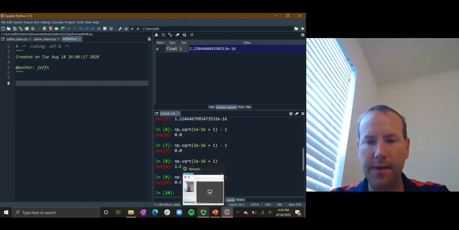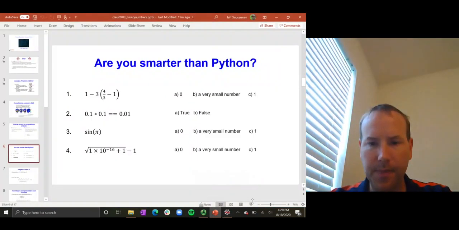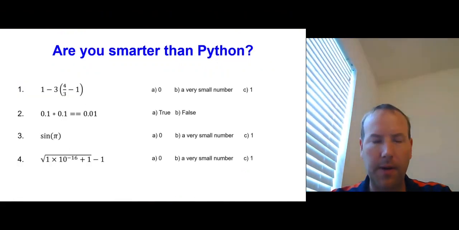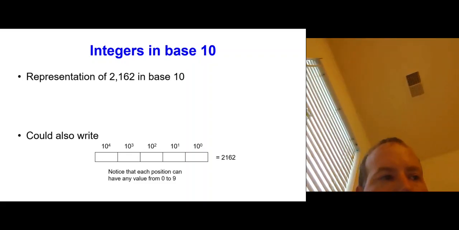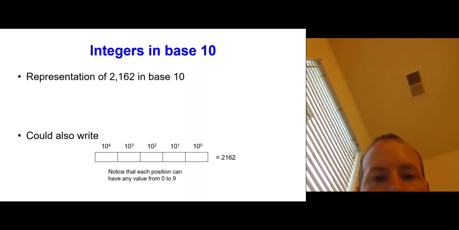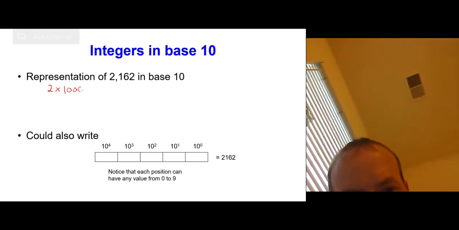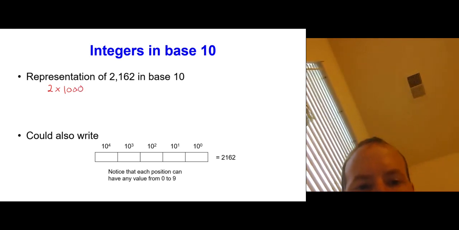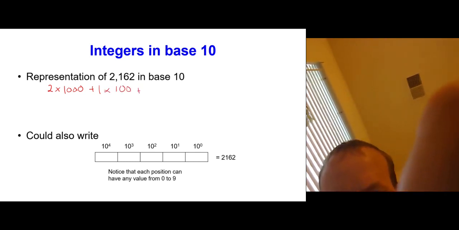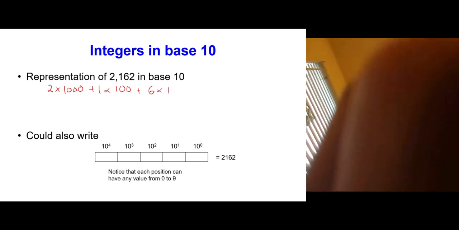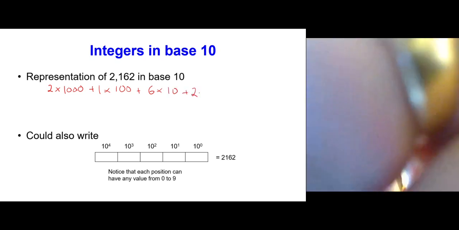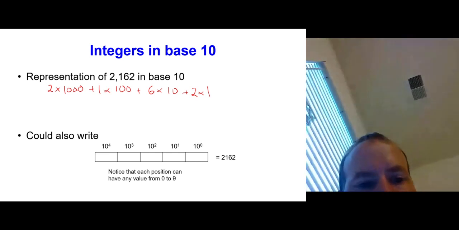So to understand why these errors are happening, we're going to need to understand more about how these numbers are getting stored within the computer. So we can start by taking an example number like 2162 and breaking that down into its pieces. So for example, we'd have 2 in the 1000th place, 1 in the 100th place, 6 in the tens place, or 2 in the 1 place.